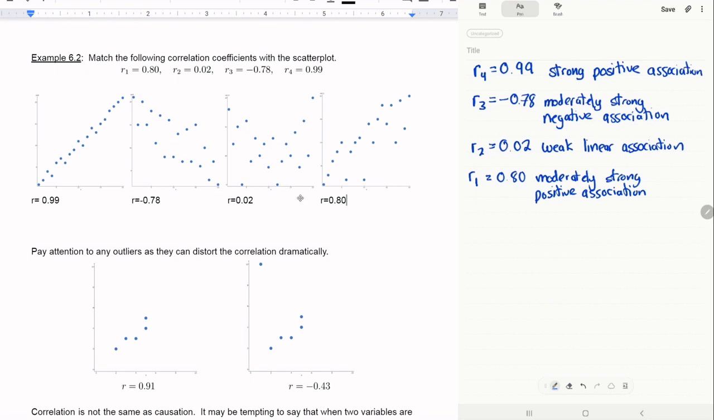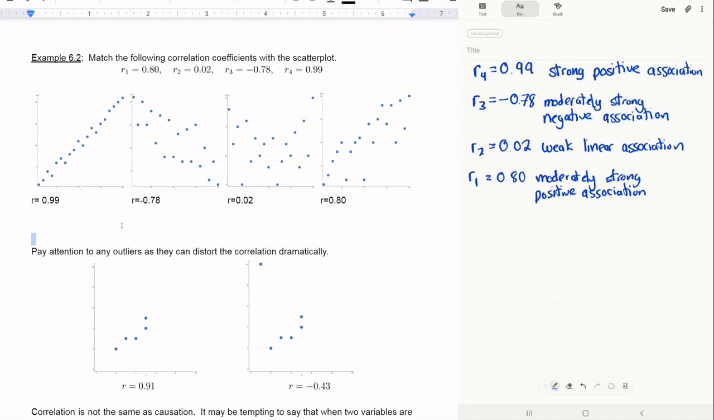And so what we notice from the scatter plot is that the association is positive. So as one variable increases, the other variable will also increase. And there is some vertical spread between the data points. So it's not quite linear, but it's still a moderately strong relationship.